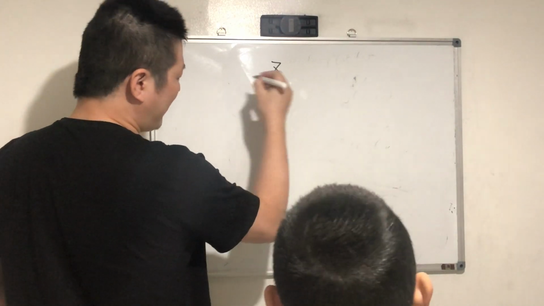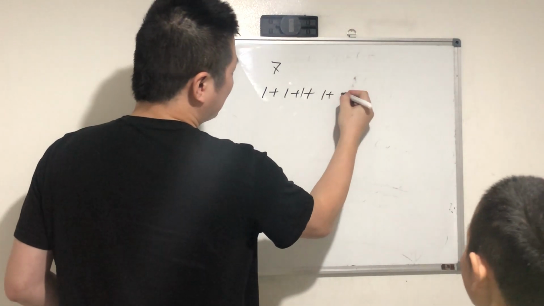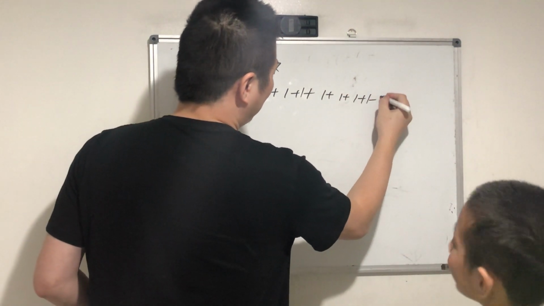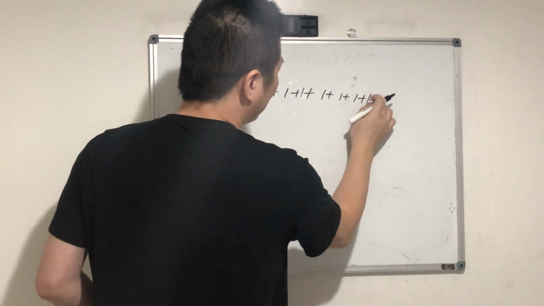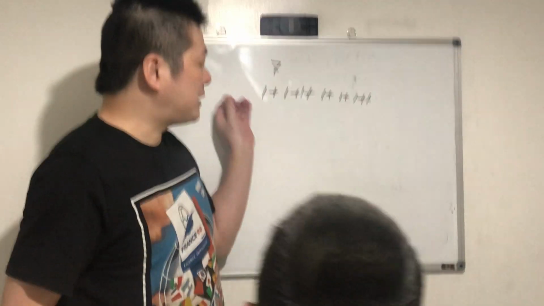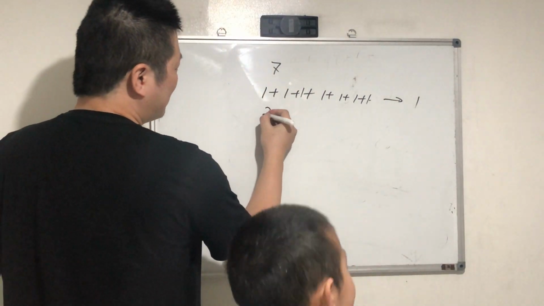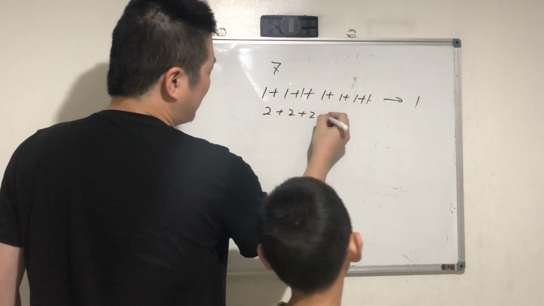You can split it as 1 plus 1 plus 1 plus 1 plus 1 plus 1 plus 1, seven ones. The product, you multiply all the 1s together, it gives you 1. You can do it as 2s: 2 plus 2 plus 2 plus 1.